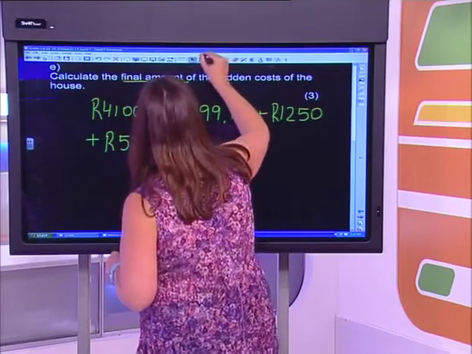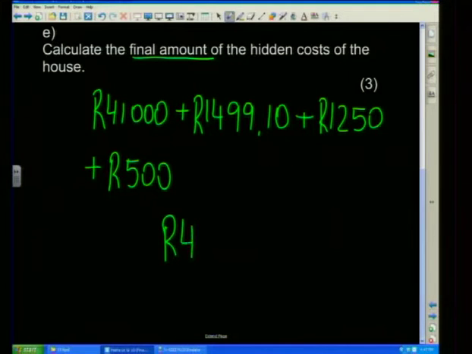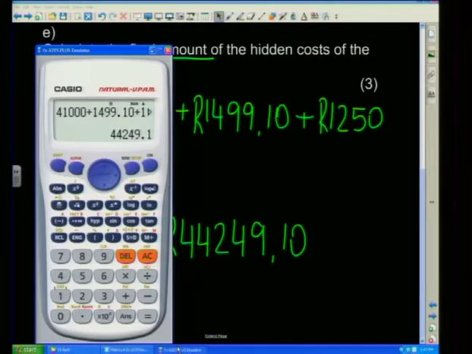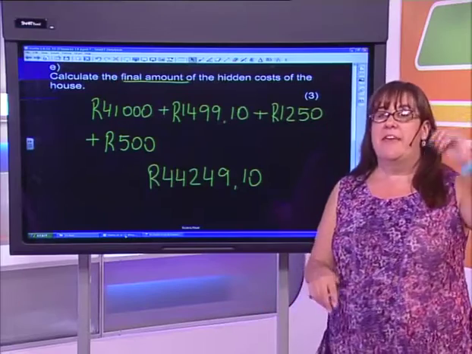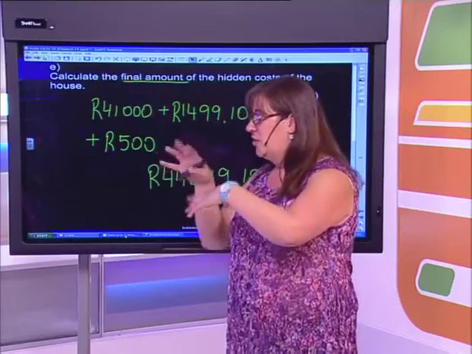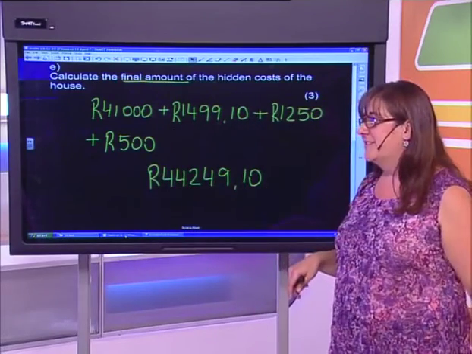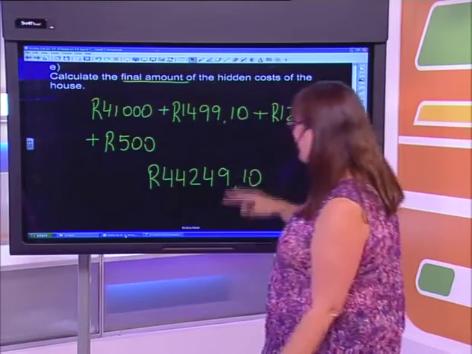44249. Was that the right number? Let me just double check on the calculator. 44249. So those were all the hidden costs that Mr. Williams paid for his house. For strictly just buying the actual house, for transfer duties and all the rest of it. So he needed 1,200,000 and 44,249 Rand, 10 cents. Perfect.